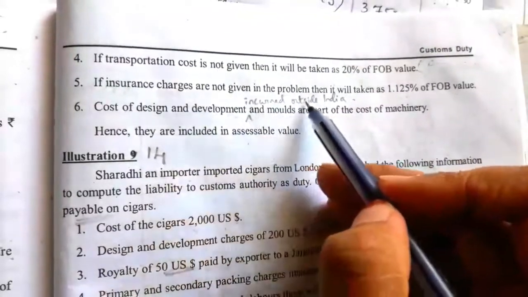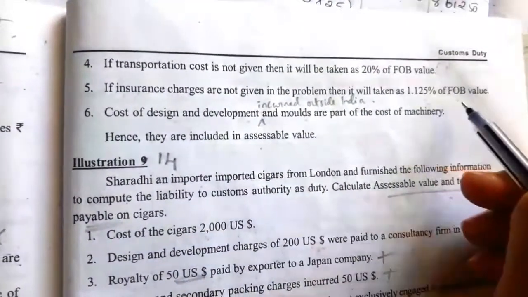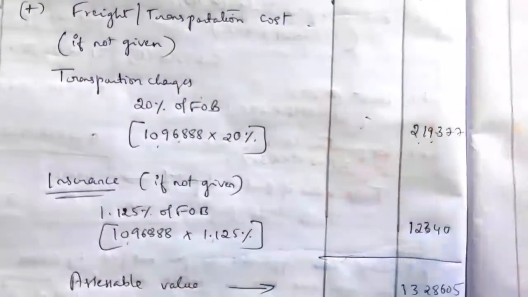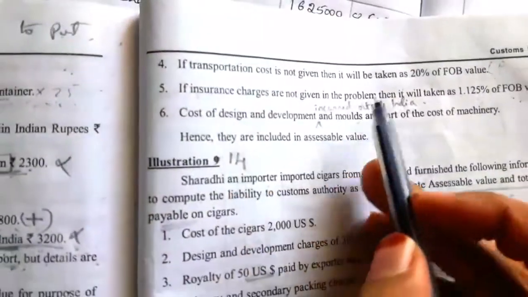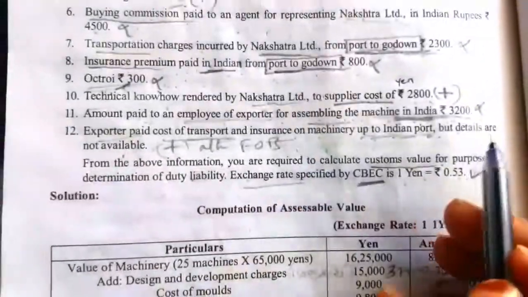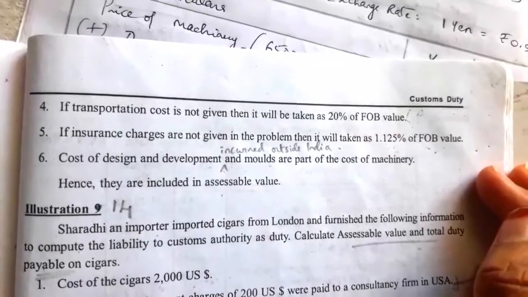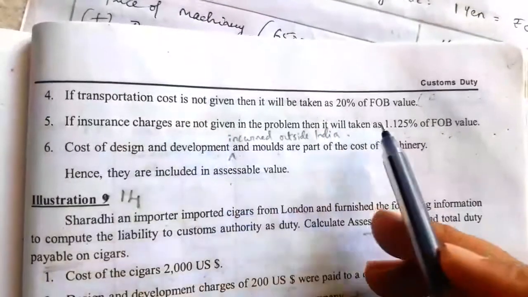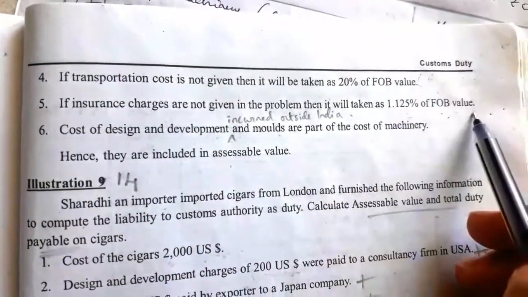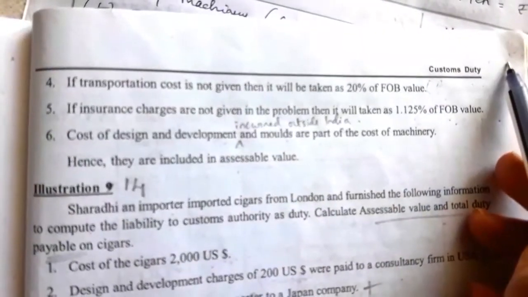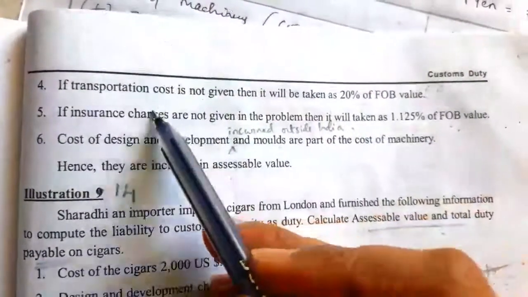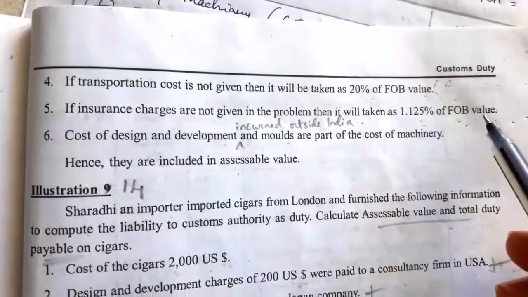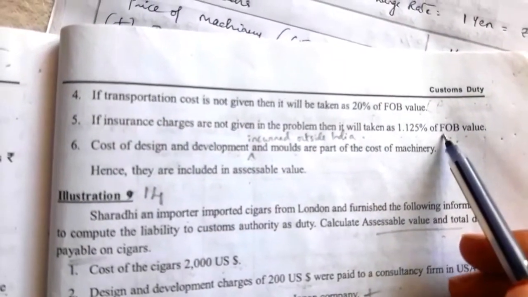Then insurance also is not given in the problem. We have to take 1.125% of FOB. So that is the note relating to the transportation and insurance charges. They have not given the amount here, details are not available, but we have to calculate the transportation, because when there is an import from Japan to India, there will be a transportation cost and insurance charges also incurred. So we have to calculate that. If they give, then based on that we calculate. If they don't give, then transportation cost is 20% on FOB and insurance cost is 1.125% on FOB.